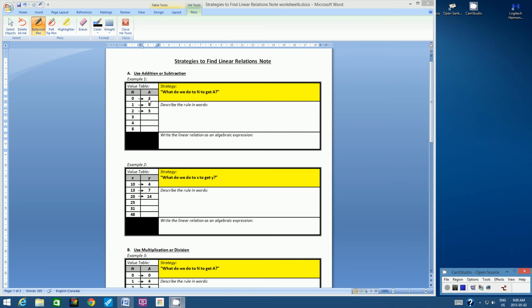Okay, so if you've got an idea of what we had to do to 0 to get 3, then let's see if that rule works for the next value. So if we have an N value of 1, and then we get an A value of 4, does your rule still work? Okay, so let's think back to the strategy here. What do we do to N to get A? So what is it that we did?